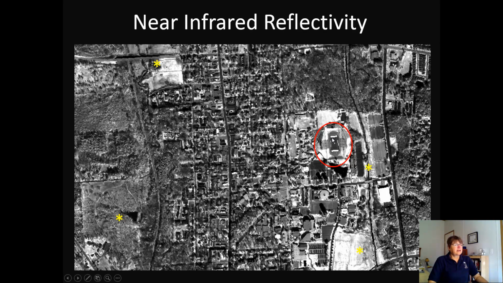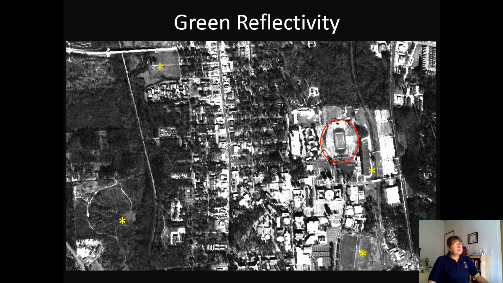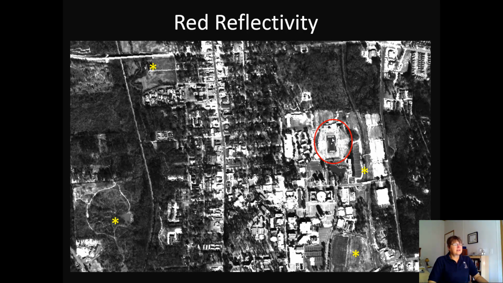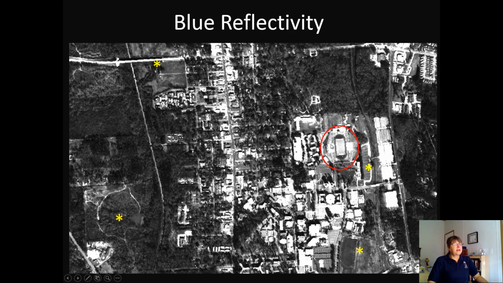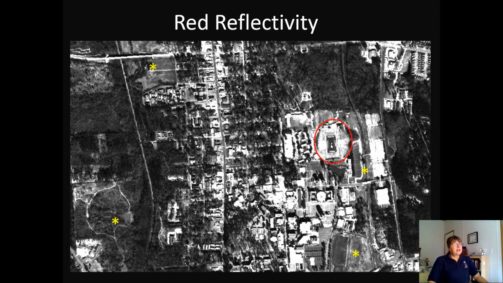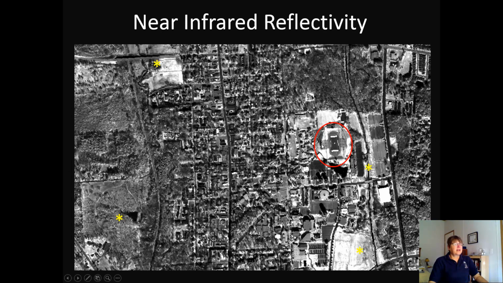So let's go back. There's the green. It's a little brighter in the green than it is in the red, the football field. That is right there. But it's brighter in the blue. And if we go to the near infrared, that's really dark. So it tells us that this field is artificial. So look what happens to the grass.